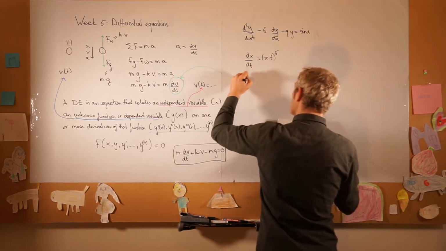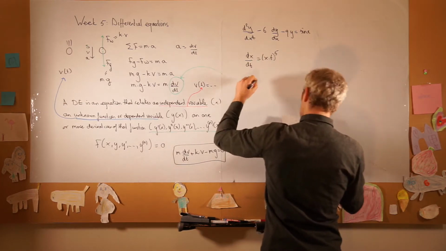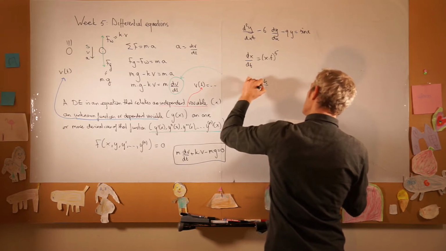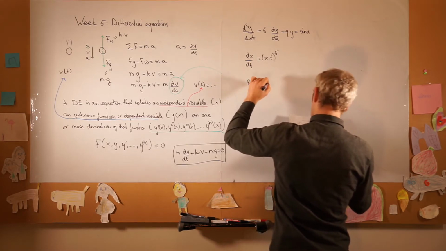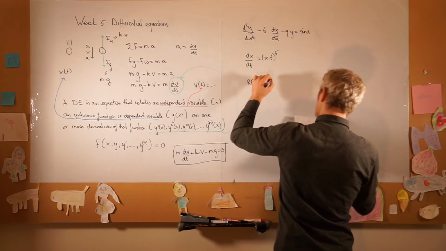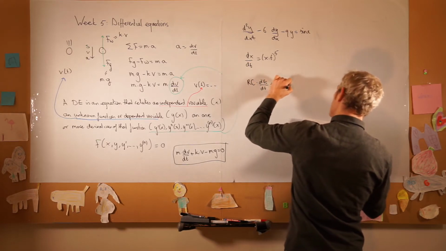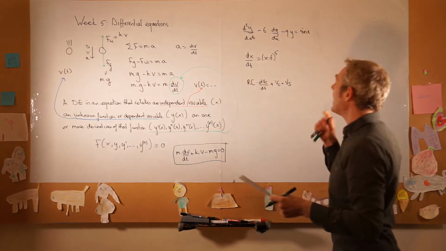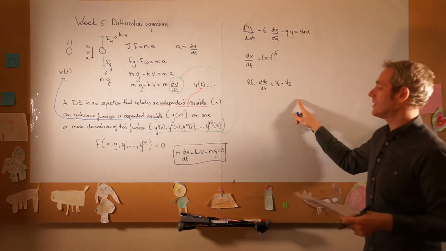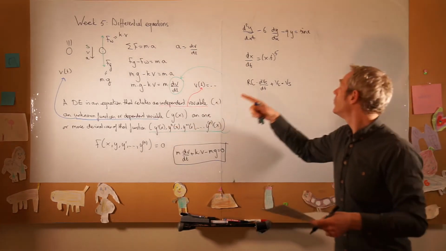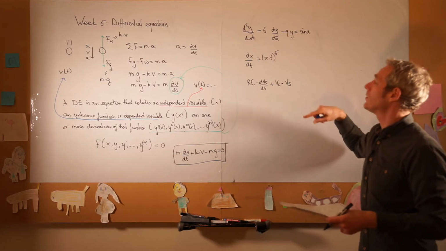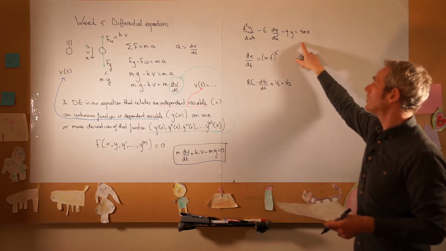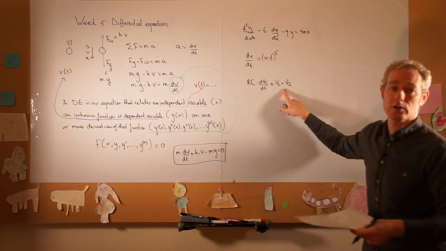And the last one is RC times dVc dt plus Vc is equal to Vs. Now we have 3 differential equations. Are they exactly in this form? No, but I could move this to the other side of the equation to have an equals to 0. Same goes for this and same goes for this.